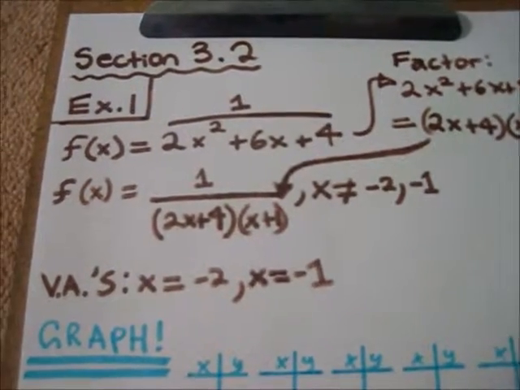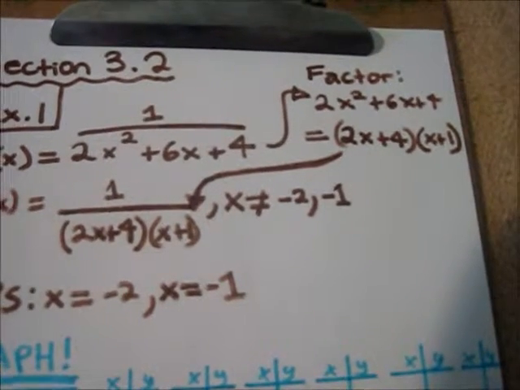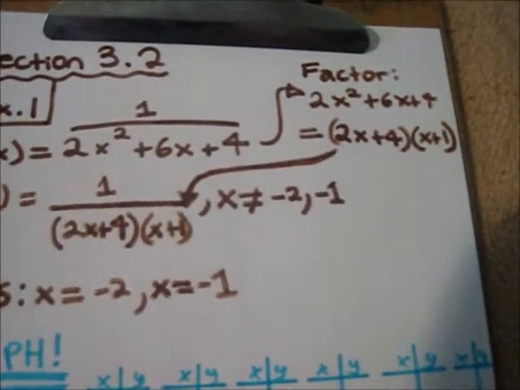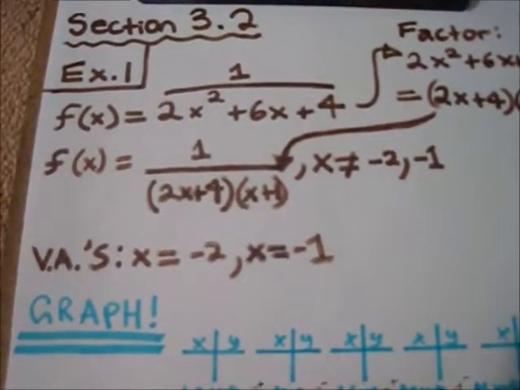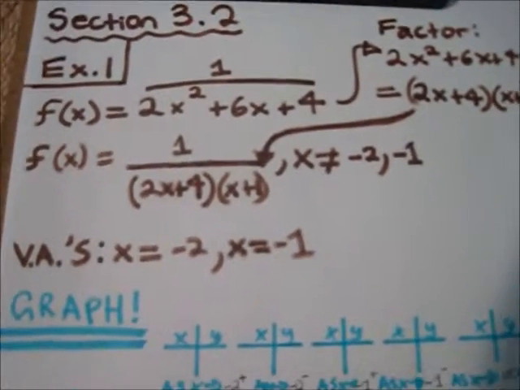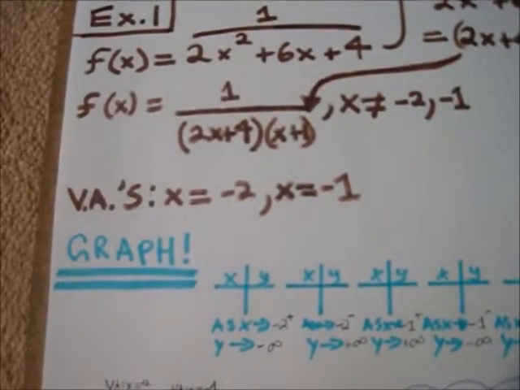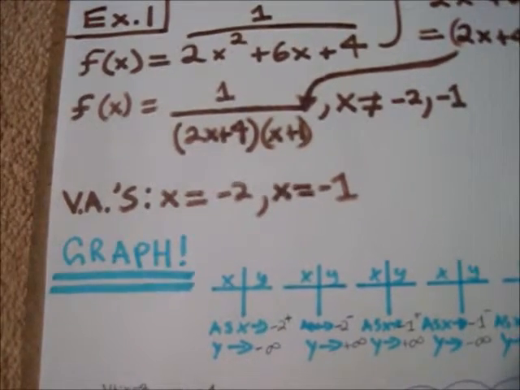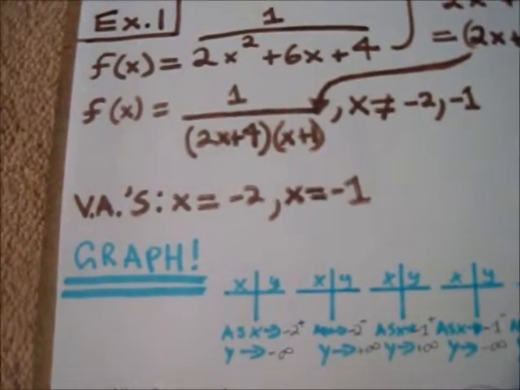Our first step is always going to be to factor it. As you can see, I factored it here to 2x plus 4 and then x plus 1. When you factor it, you should get restrictions of -2 and -1, right? After you isolate for x in both cases. And that ends up becoming your vertical asymptotes. What you're going to notice is the only difference is before we had one vertical asymptote in 3.1, but now we have two vertical asymptotes, okay?